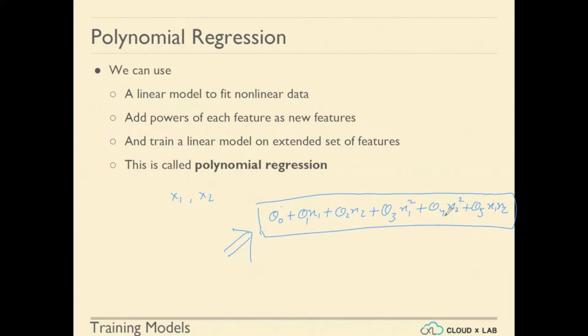In method one, what will you do? You will use this equation to calculate the predicted output. You already have the actual output. You will use predicted and actual to calculate the RMSE or MSE error. Then you will optimize it. You will use any optimizer, right?